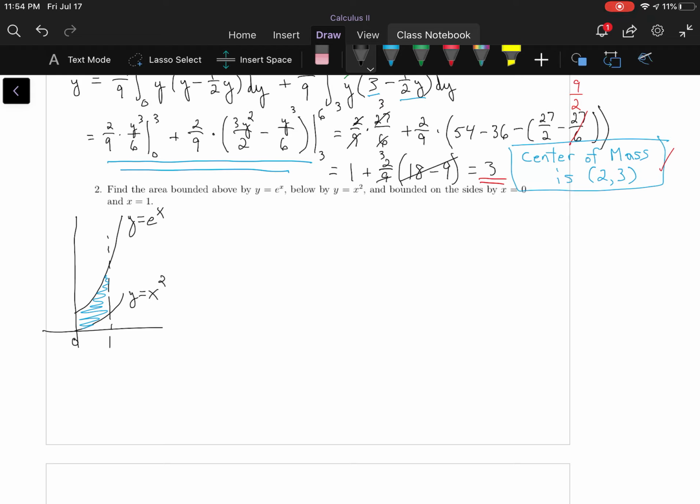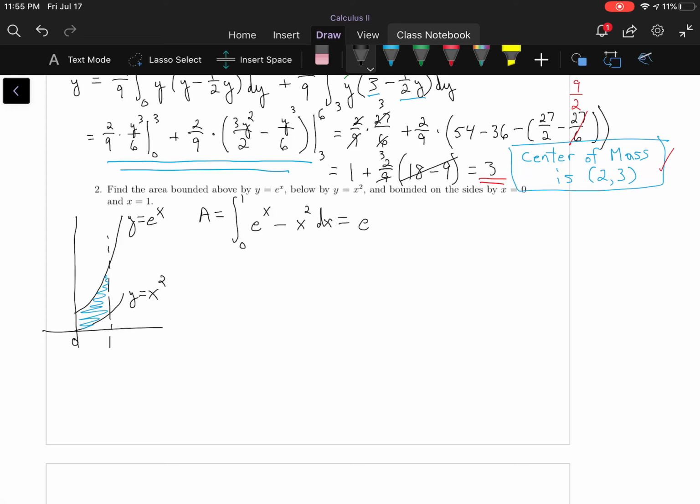This again is a top over bottom. You could do right minus left, but it would be a more complicated setup. Top over bottom is going to be the more direct one. So setting up our integral, we want the area, which is the integral between 0 and 1. The top function is e to the x. The bottom function is x squared.